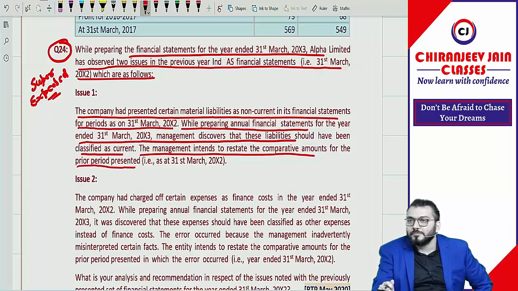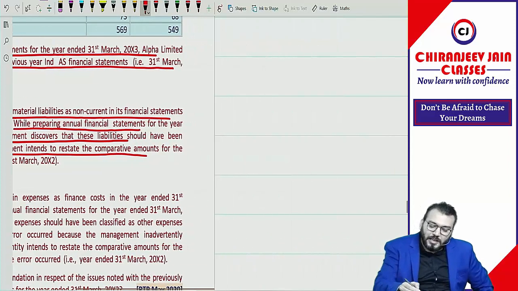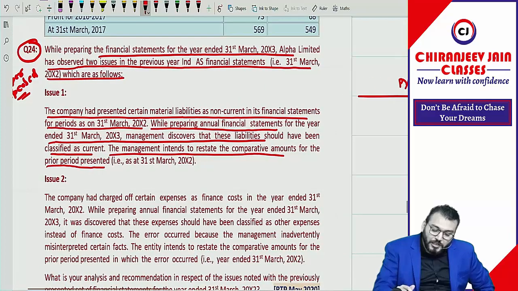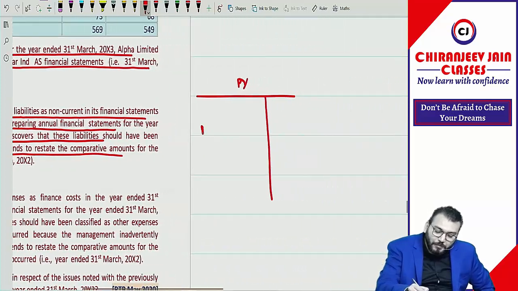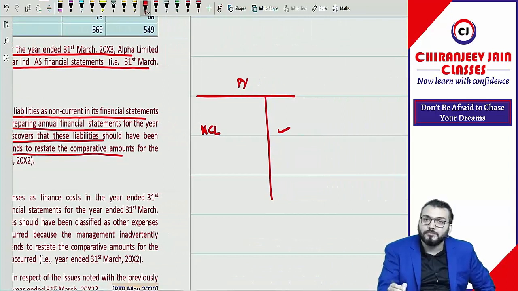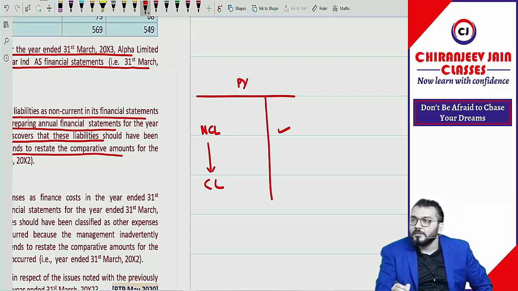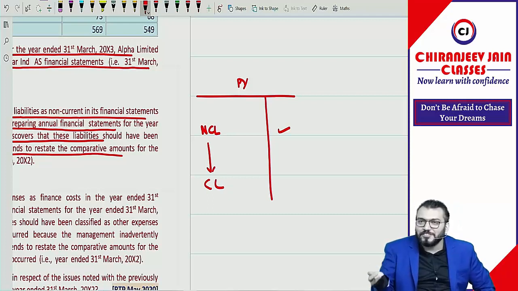Understood what I am saying? Last year, the previous year, this is the previous year balance sheet. So we have shown certain material as non-current liability. Some non-current liability has been shown, but actually it was current liability. So in the current year we need to do some adjustment, but whether it is a reclassification or an error?